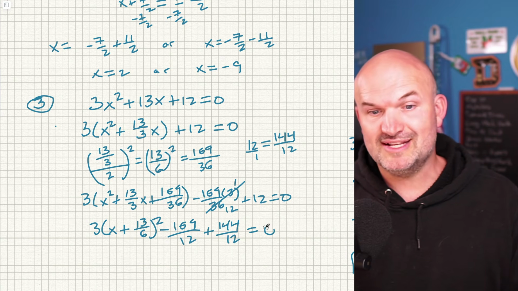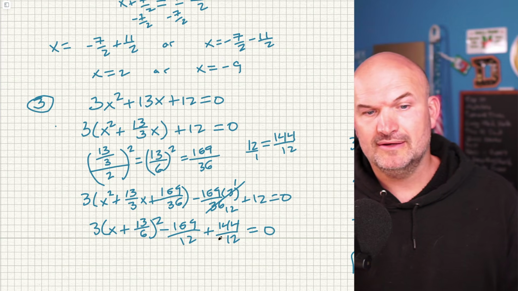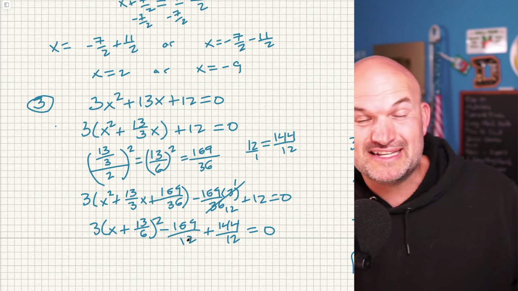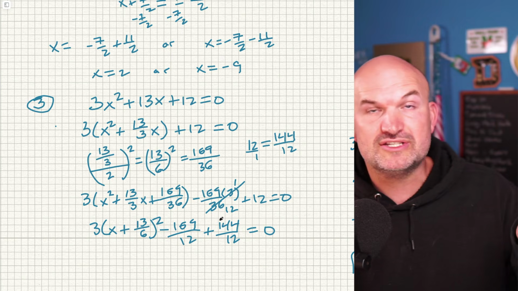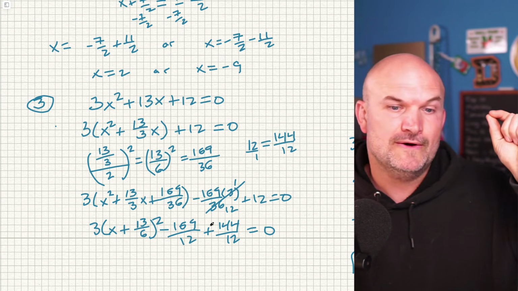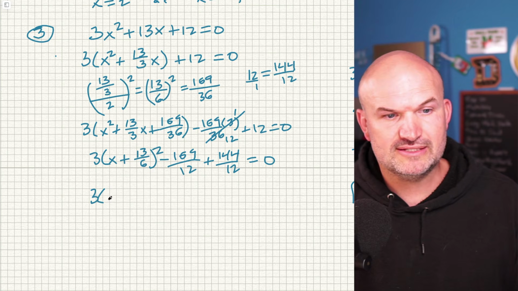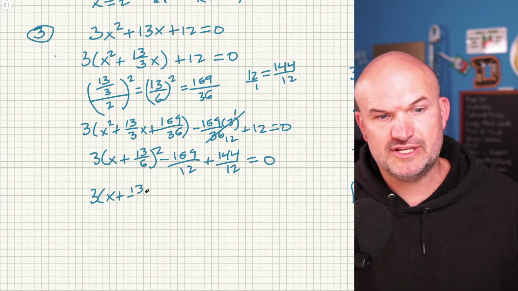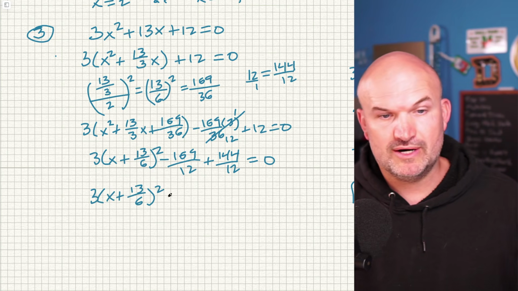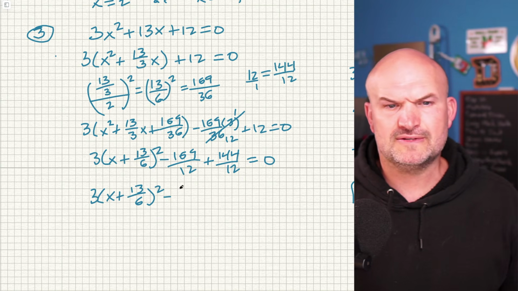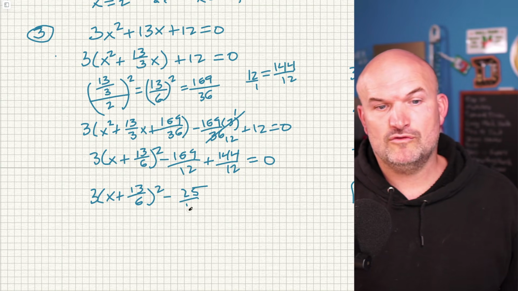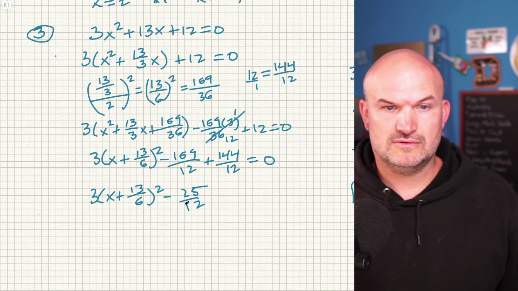And again, we're still on this right-hand side equal to 0. Now again, now I add this. Again, since we have common denominators, we're good. Negative 169 plus 144 is going to be negative 25. So therefore, I have 3 times x plus 13 over 6 quantity squared, and then this is going to be minus 25 over 12.